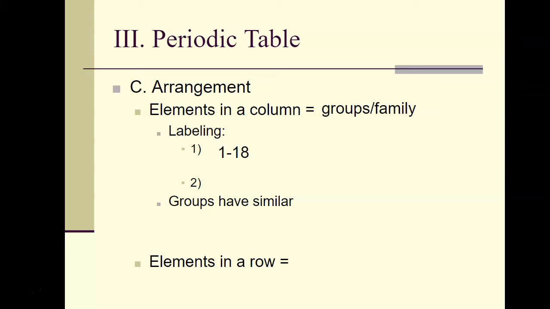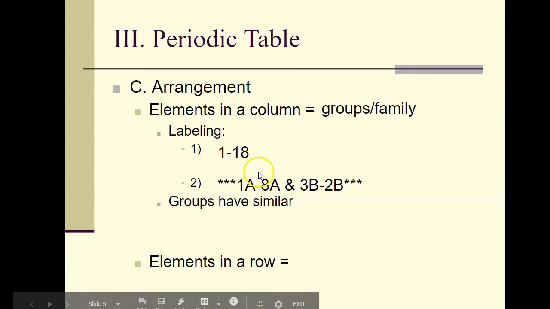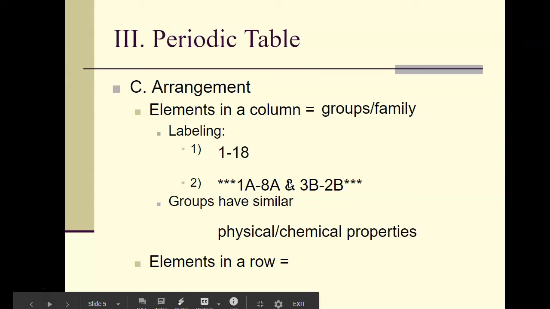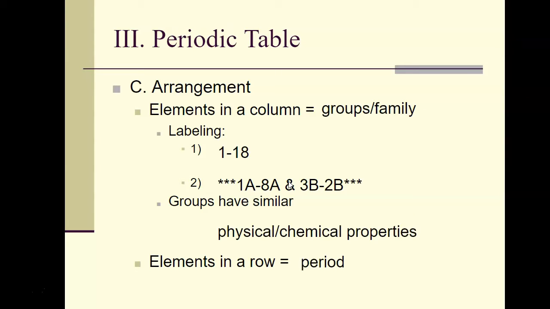Okay, so normally we label groups 1 through 18. There is another system of labeling. I put it on here just so we see it. We won't tackle this one at all until unit 3, where we're only going to use the A's. Okay, groups have similar physical and chemical properties. And then elements in a row are called a period.